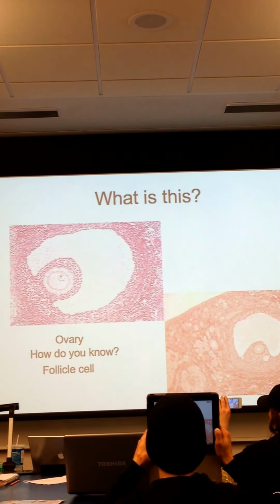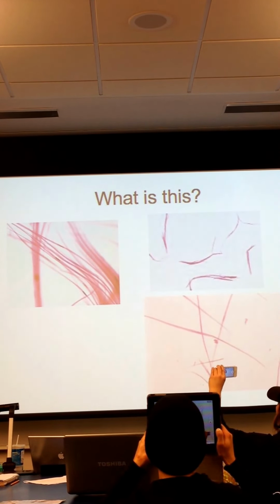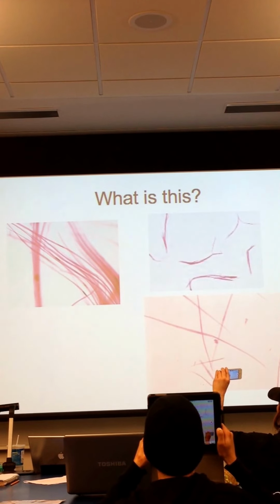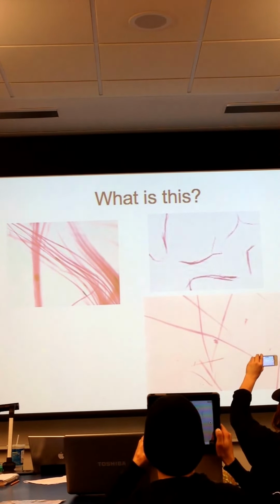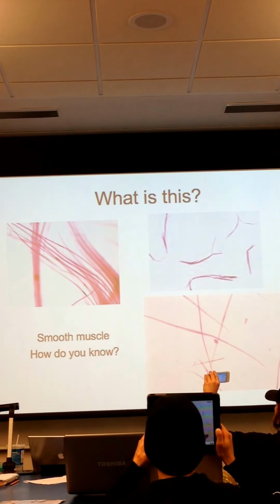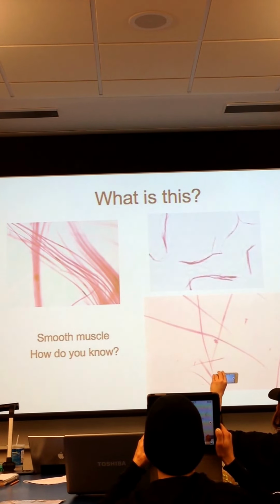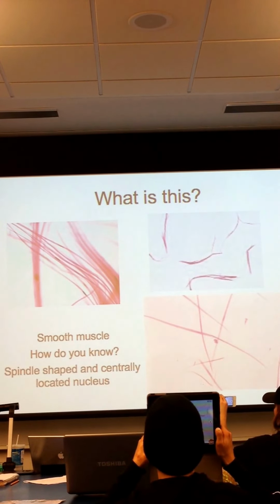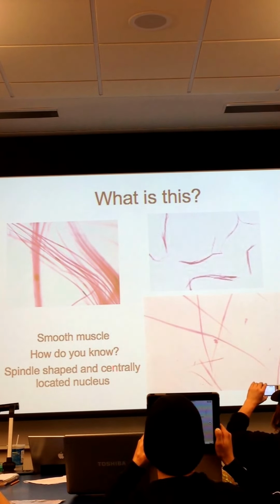You guys okay if I switch slides? All right, what's this? Smooth muscle. It is smooth muscle. So how'd you know it's smooth muscle? Spindle shape, like that almondy stretched out shape. Good. What else? Yeah, it's the centrally located nucleus, okay?